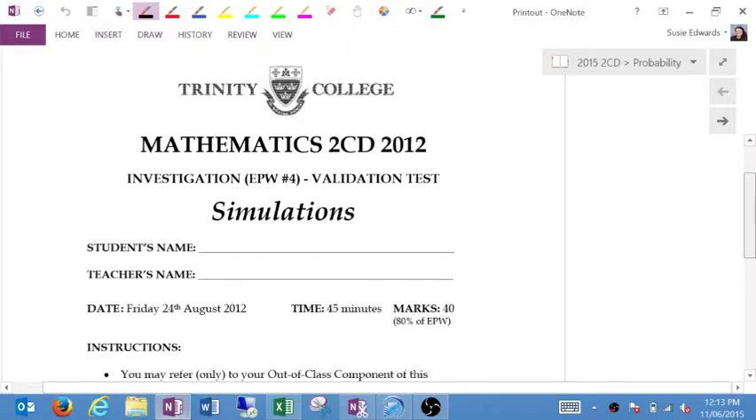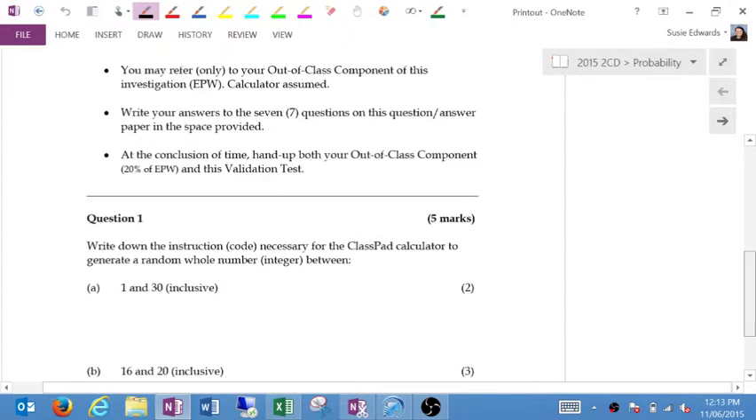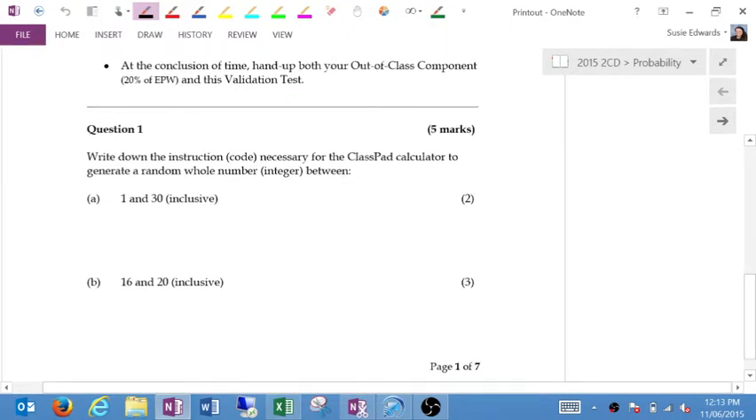Going to be looking at these simulations from this EPW. So if we start with the first question, write down the instruction code necessary for your ClassPad calculator to generate a random whole number or integer between 1 and 30 inclusive. What would I put into my calculator, Ben? Rand 1, 30. So that picks a random number between 1 and 30.